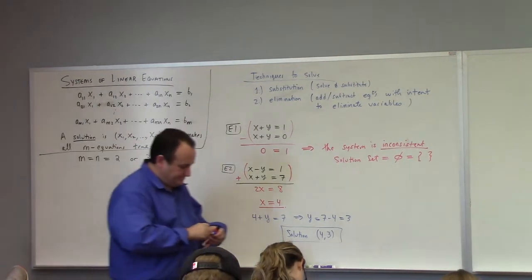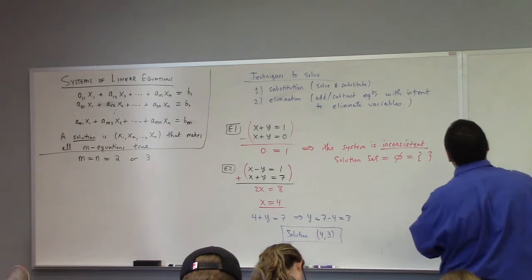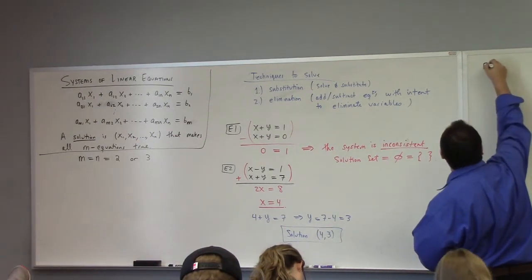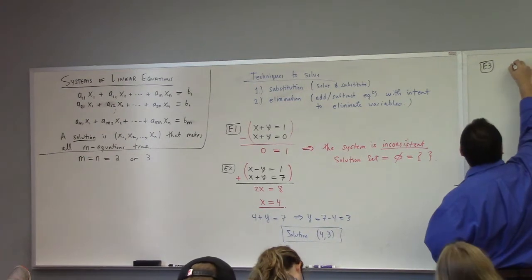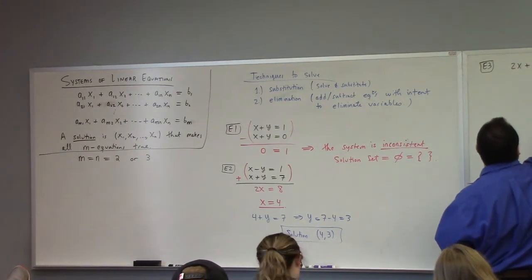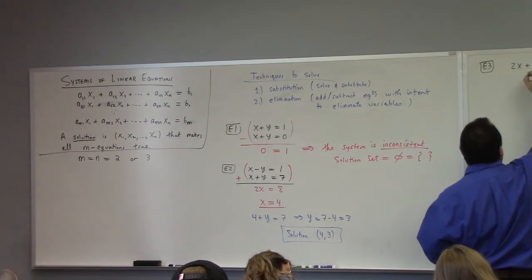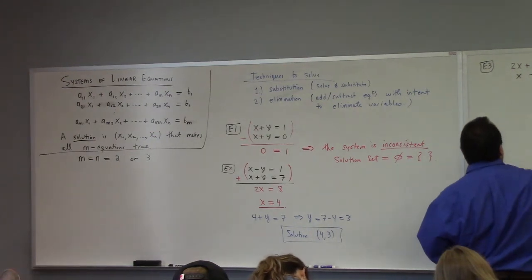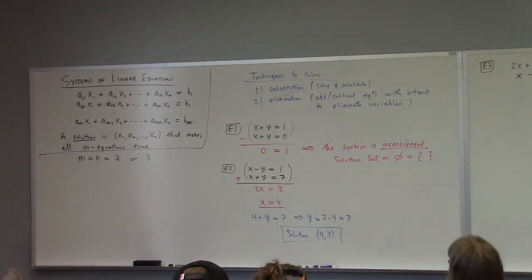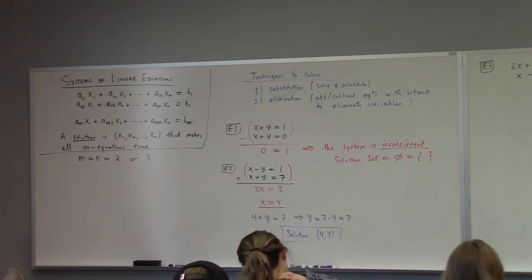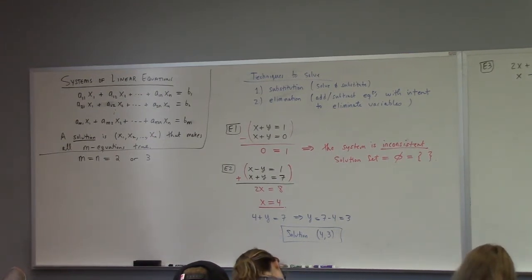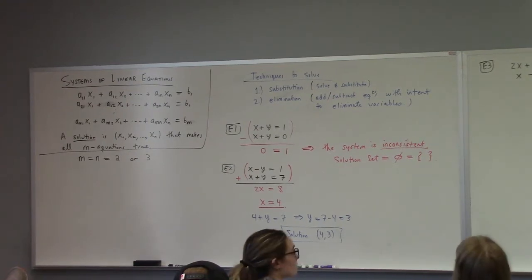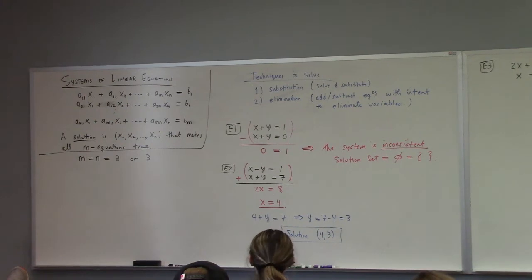Let's look at another one. I'll make this one a little bit more annoying for the elimination method. Something like this: 2x plus 7y equals 13, and x minus y equals 2. So this one, it probably would be smarter to solve using the method of substitution, whatever that means. But just for the sake of illustration, I want to show you how we would solve this by the method of elimination.